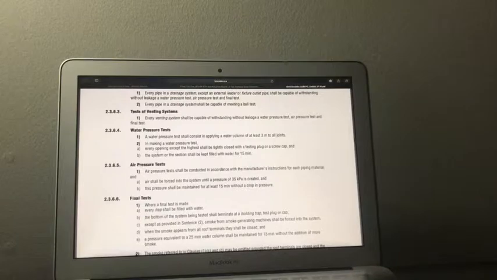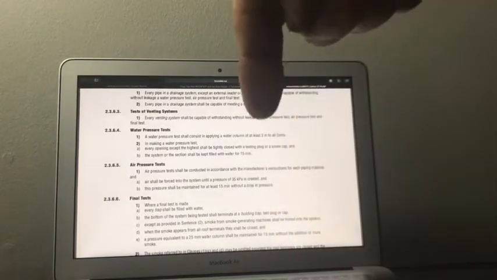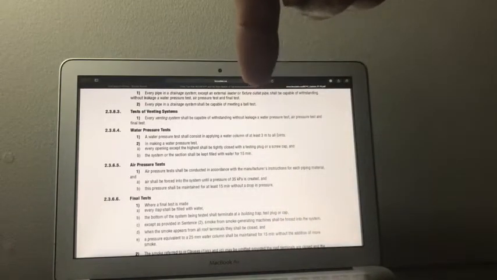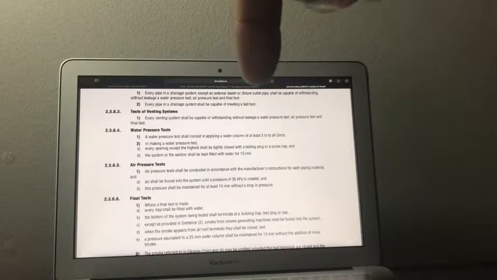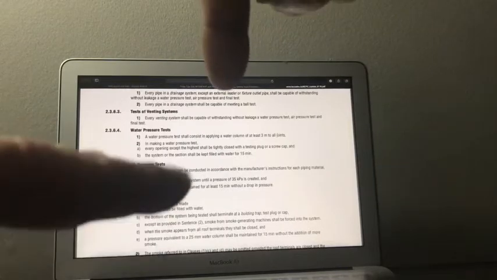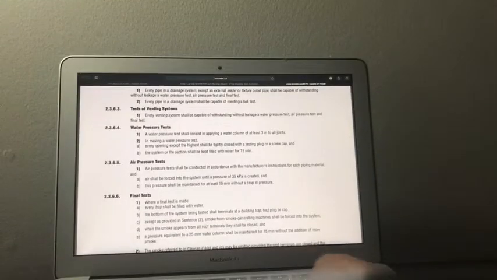So, a water pressure test. This is a drainage test. A water pressure test shall consist of applying a water column to at least 3 meters of all joints. So for guys that are new to the game, you could literally put a 10-foot piece of pipe right off the stub for your toilet, cap all the lower pipes, then fill that with water and test your drainage system. Then you would just leave it there for the inspector to witness. He would probably shake it, see water comes out the top.